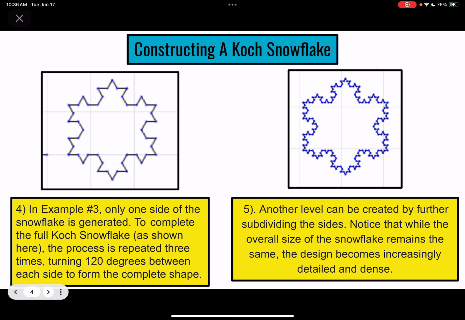5. Another level can be created by further subdividing the sides. Notice that while the overall size of the snowflake remains the same, the design becomes increasingly detailed and dense. In this slide, 2 Koch snowflakes are shown, a level 1 on the left and a level 2 on the right. What do you think the next snowflake will look like? The next slide will show you the iterations leading to level 4.